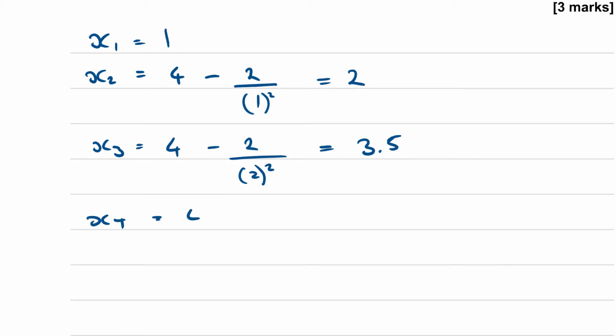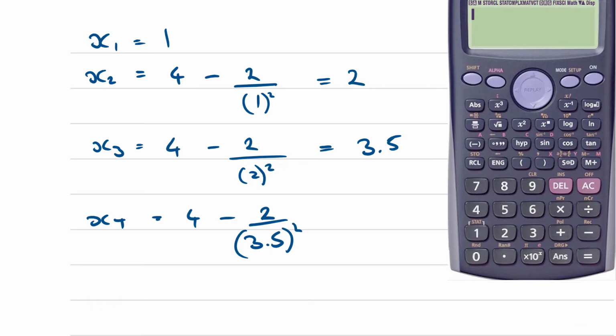x4 we're going to get by, again, just subbing back in, 2 over 3.5 squared. I'm going to use a calculator now.